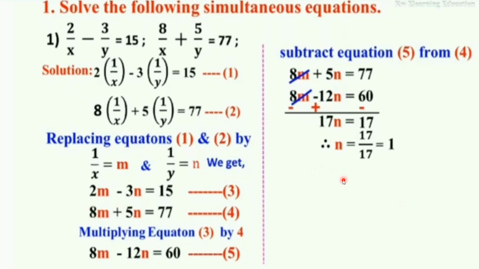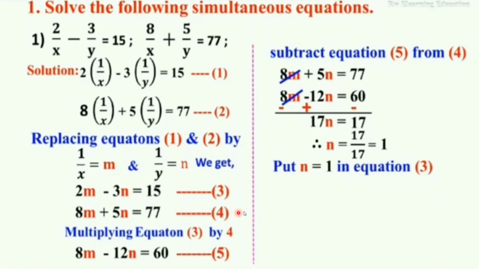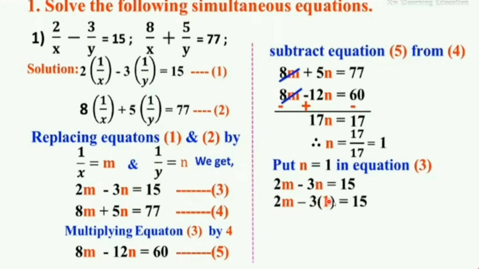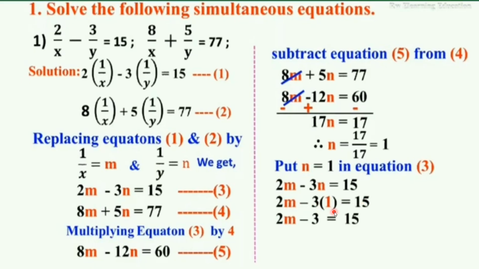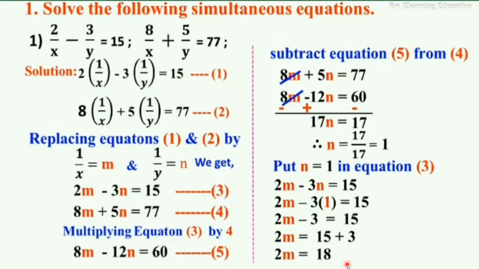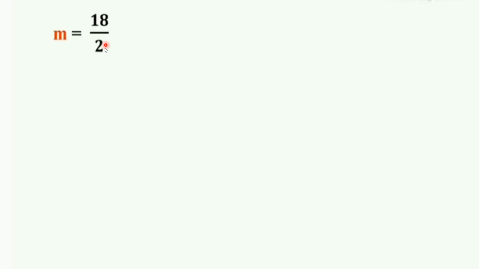How to find it, children? Use this value of n either in equation 3 or in equation 4. So here I am using equation 3, that is 2m minus 3n is equal to 15. Using the value n equal to 1, that is 2m minus 3 into 1 is equal to 15. 3 1s is 3. Therefore 2m is equal to 15 plus 3, that is 2m is equal to 18. Then what will be the value of m, children? m is equal to 18 by 2, that is m is equal to 9.